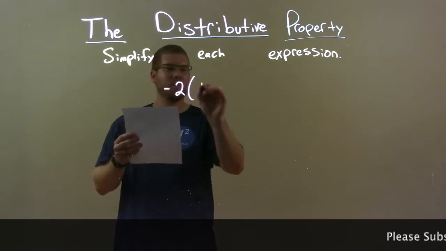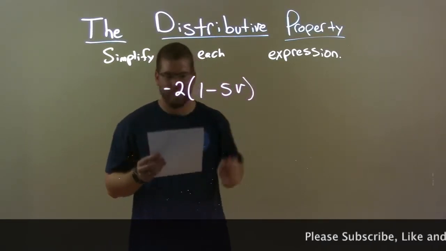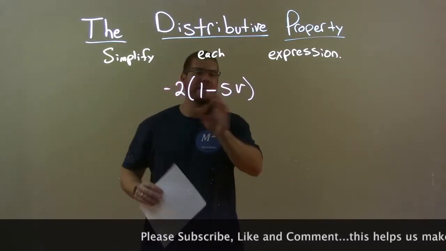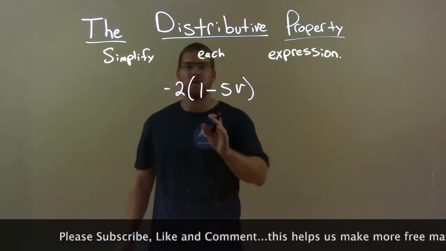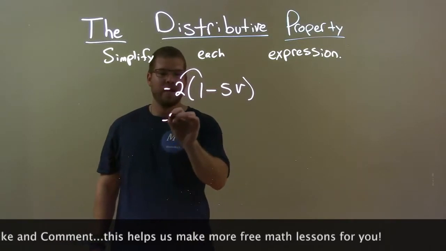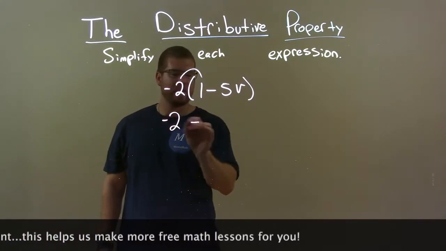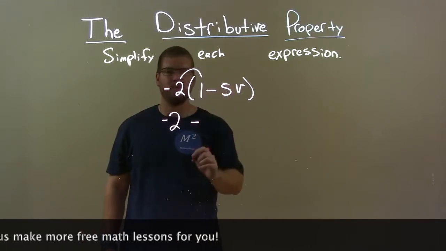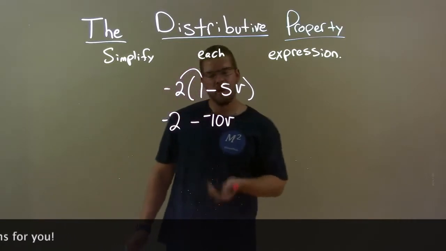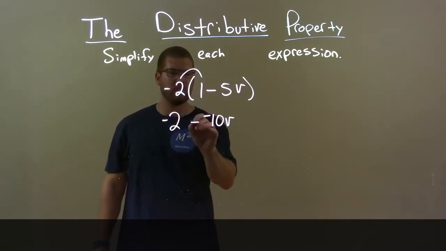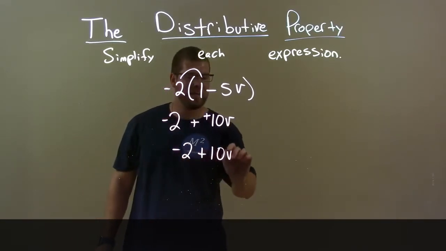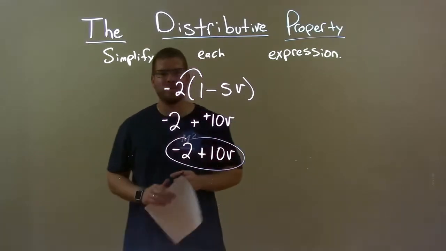Negative 2 times (1 minus 5v). All right? Negative 2 times (1 minus 5v). Well, inside the parentheses, we cannot simplify anything, okay? So we have to distribute now. So negative 2 times the 1 is a negative 2, okay? The minus sign is right here, all right? Negative 2 times 5 is a negative 10. So negative 10 with the v, negative 10v. And now we have subtracting a negative, which we know is plus a positive. So I can rewrite this to be a negative 2 plus 10v, and there we have our final answer.